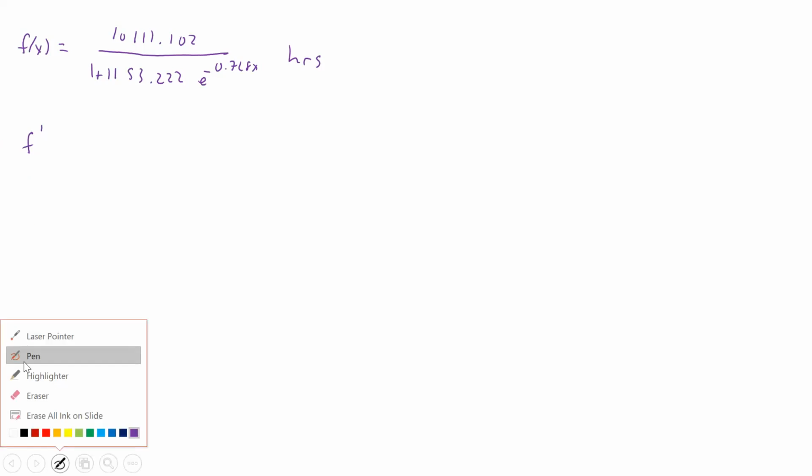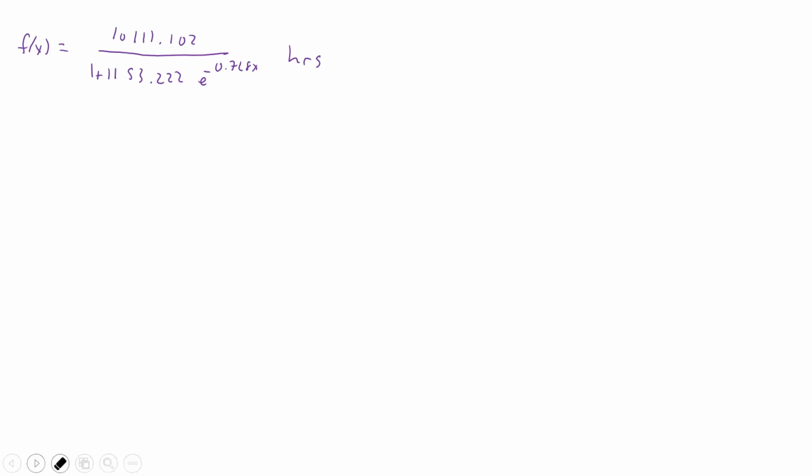So if we say that f of x was equal to 10111.102 over 1 plus 1153.222 e to the minus 0.728x, and that was ours. Okay. So now we need to find f prime of x. So let's not even put that because we're just going to start taking the derivative. So here we're going to have our inside through outside function.